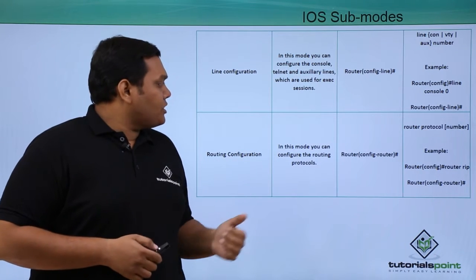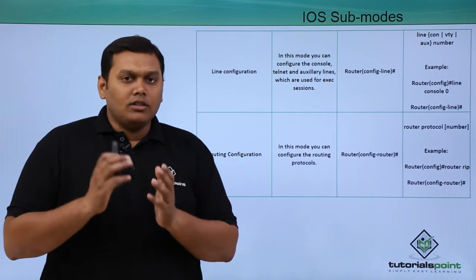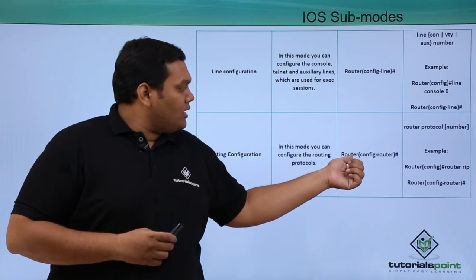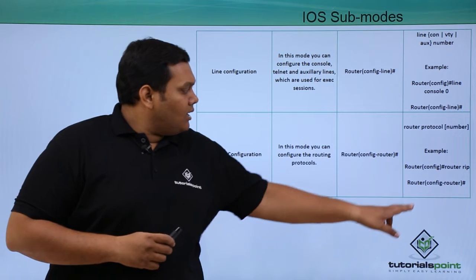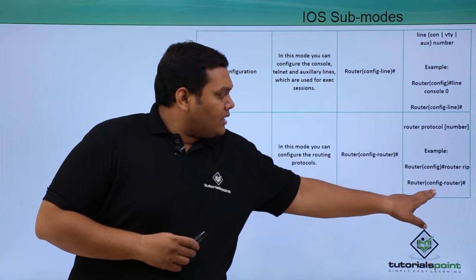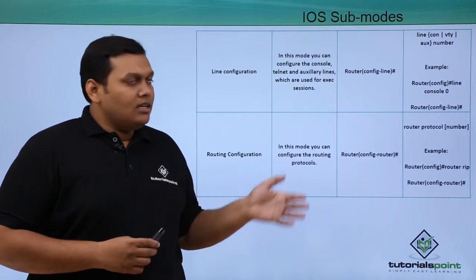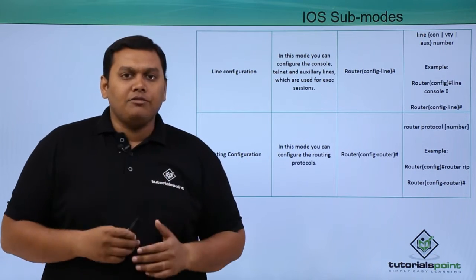Coming to router configuration, you can use this mode to configure routing protocols on the devices. You can see the router configuration mode is in this format. For example, if you want to enter it, you simply type router RIP, then it will enter into the router configuration mode from the global configuration mode. So, these are the submodes of IOS.